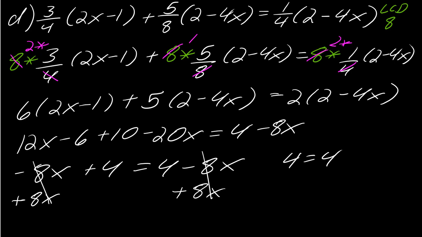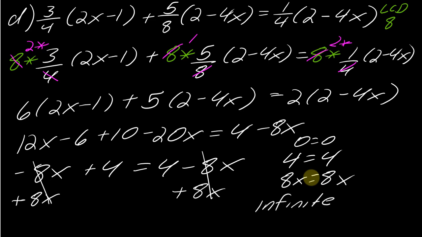That's always true. So when that happens, or you could have had 0 equals 0, or you could have had 8x equals 8x, whatever. But no matter which way you got this, the interpretation is the same. That means that there's infinite solutions. So that's the really important thing, is that you actually write out and interpret it.